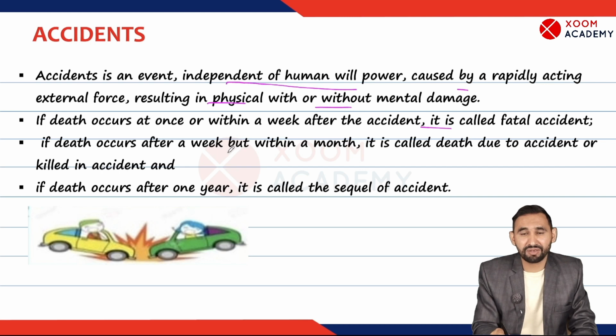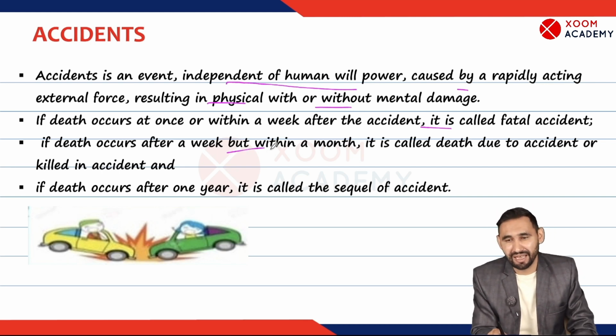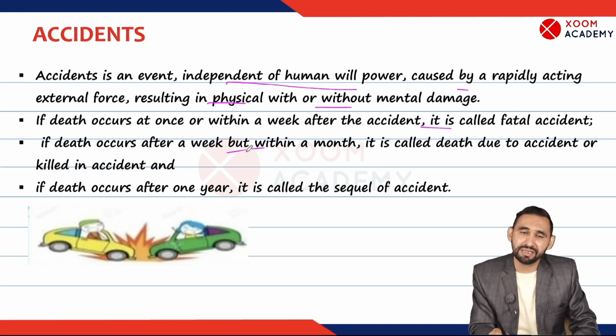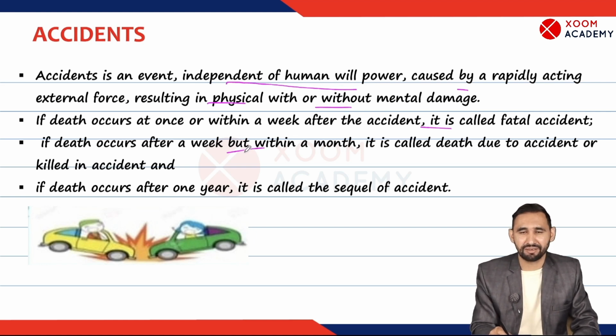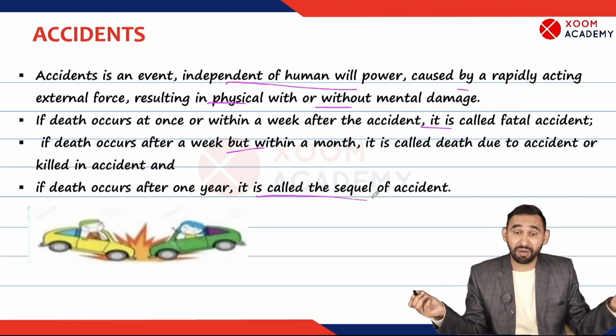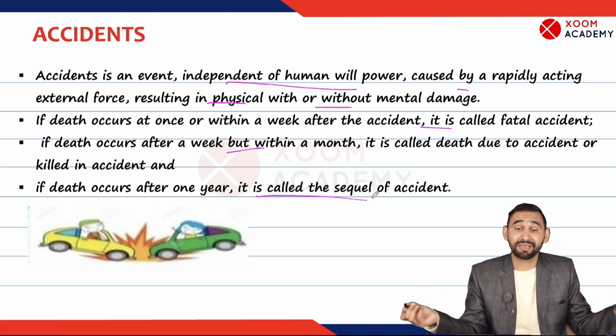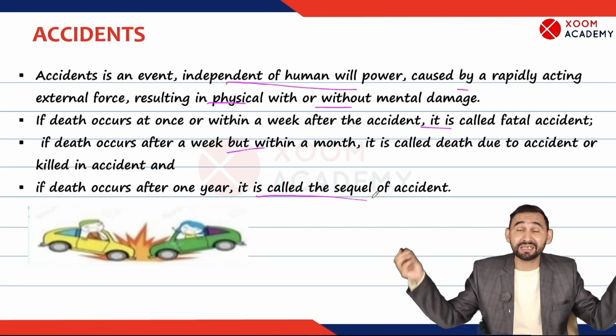If death occurs after a week, but within a month, it is said that the person is killed due to accident. If death occurs after 1 year, it is called sequel of accidents. So, death can occur on the spot, after a week, or after a year. It leads to disability.